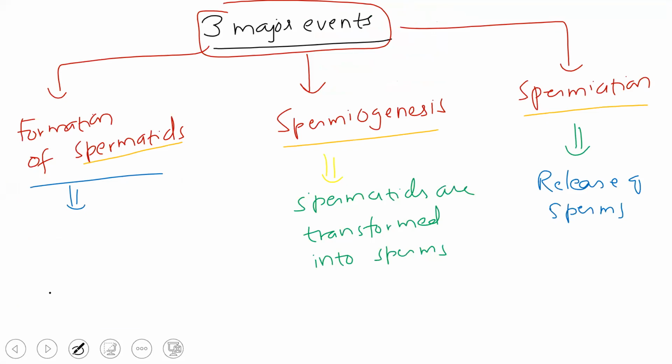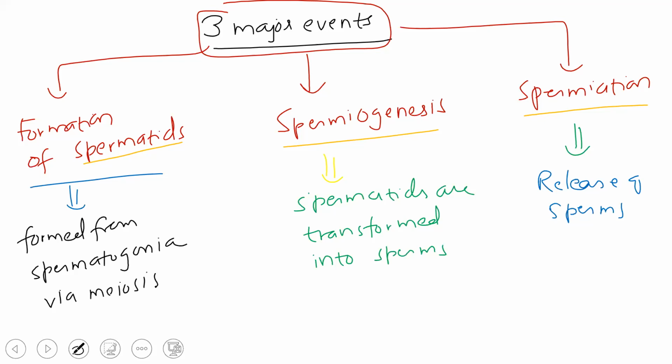While this describes the division, these are formed from the division of spermatogonia. Okay, so these are formed from what we call the spermatogonia division via meiosis. Ideally, there are a few more things, but as per your textbook, it is through meiosis. We could also express mitosis, which we'll discuss.